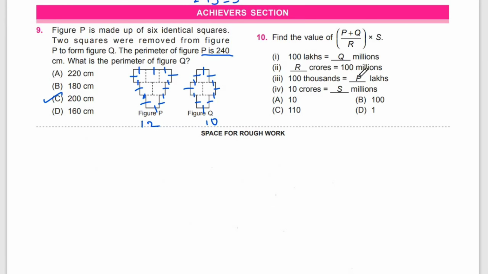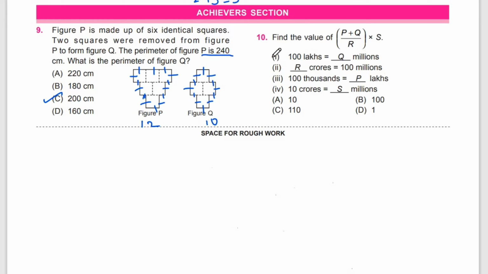Now let's see the last question. Find the value of P plus Q by R times S. We don't know what P is, we don't know what Q is, we don't know what R is, and we don't know what S is. So we have to find out with the given clues. They have given us 4 clues. With these clues, we have to find out the values of these variables and then substitute them here and find the answer. This question looks very tricky, but I will tell you an easy method. There are 2 easier methods to solve it. I'll tell you both the methods. You can do whichever is easy for you.